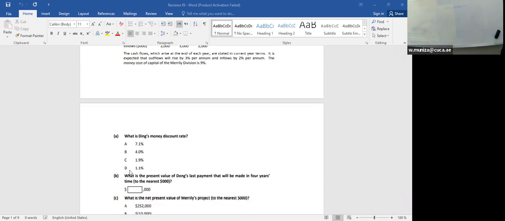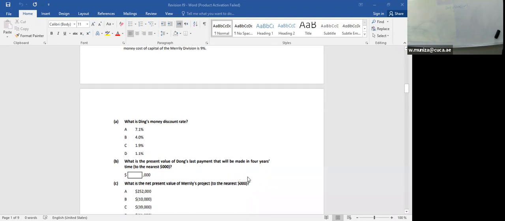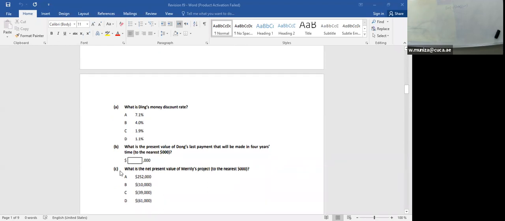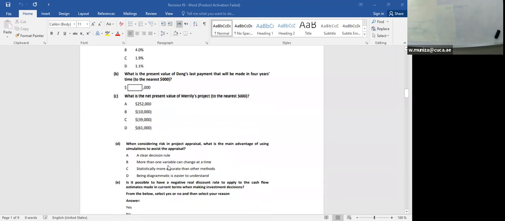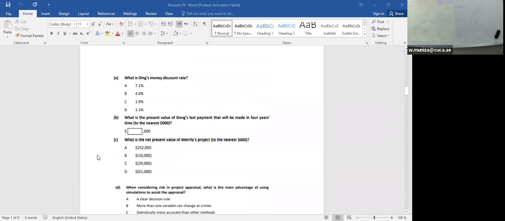Then in the second part, you are required to calculate the present value of John's last payment that will be made in the 4 years' time. They are also requiring us what is the net present value of Marity's project. And last 2 are theoretical. So when you are going to see all the requirements of the question, you will come to know that you have to read the scenario in order to do full calculation. You have to calculate the net present value. When you will be calculating the net present value, all the previous questions are also going to be solved.